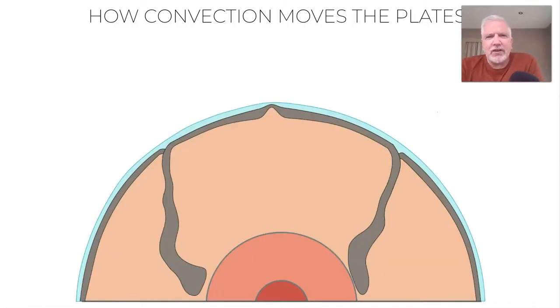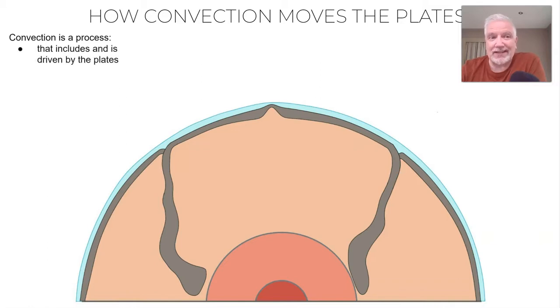So what would this look like then if I was teaching this to Key Stage 3 or Key Stage 4? Well, again, we're taking out these core elements and trying to communicate them in a way that is accessible to the pupils. So the first thing that I'll say to them is convection is a process that includes and is driven by the plates. This is not something that the plates are passive passengers with. They're the main characters in this story.